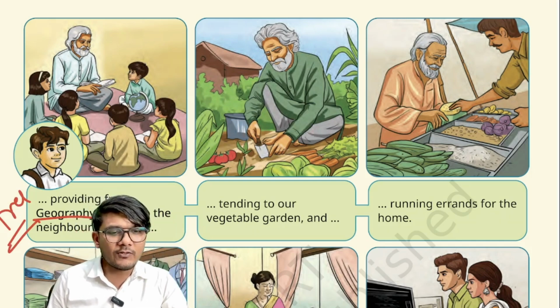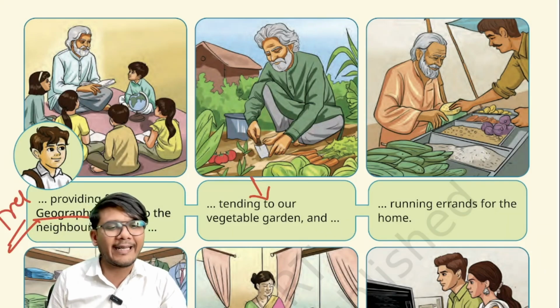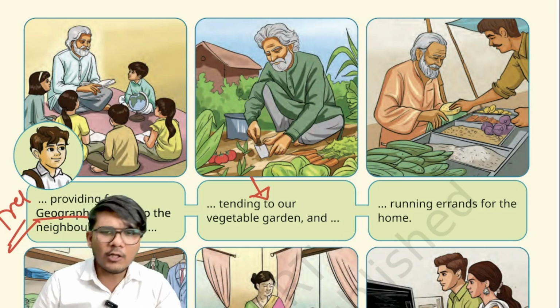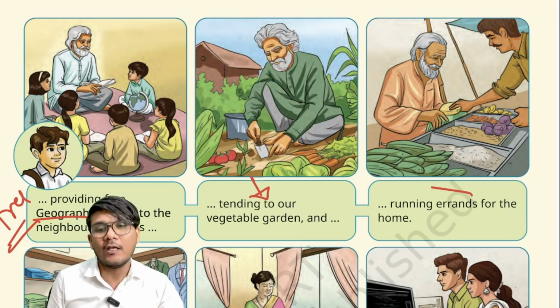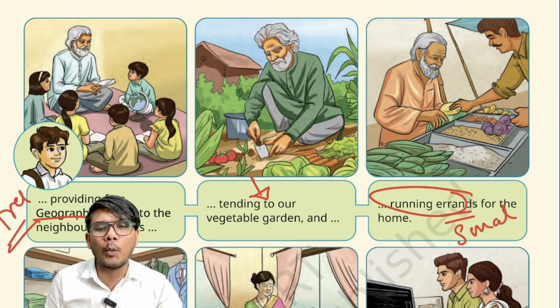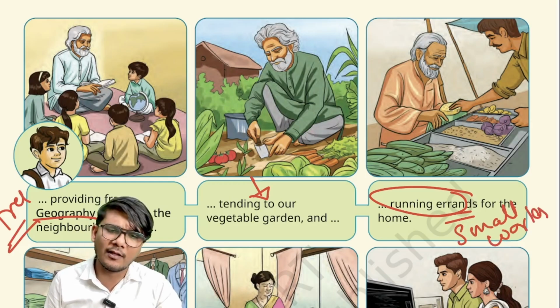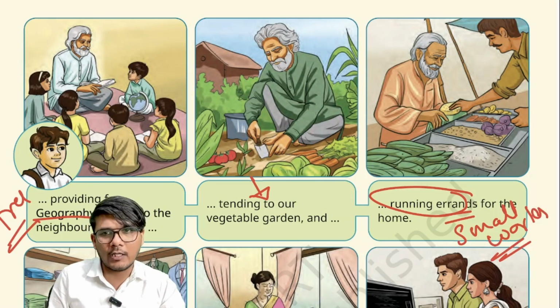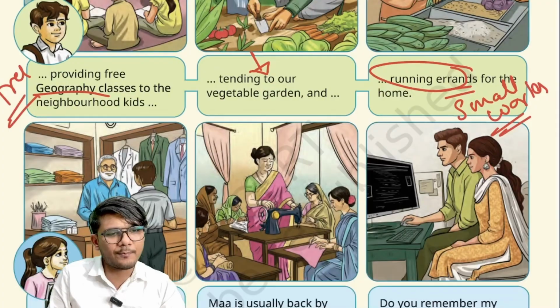At the same time, his grandfather also tends to the vegetables that are growing in the garden, and he also runs certain errands. What are errands? Errands are basically small household works that a person does for their house. So he also runs certain errands for the house, is what he says.